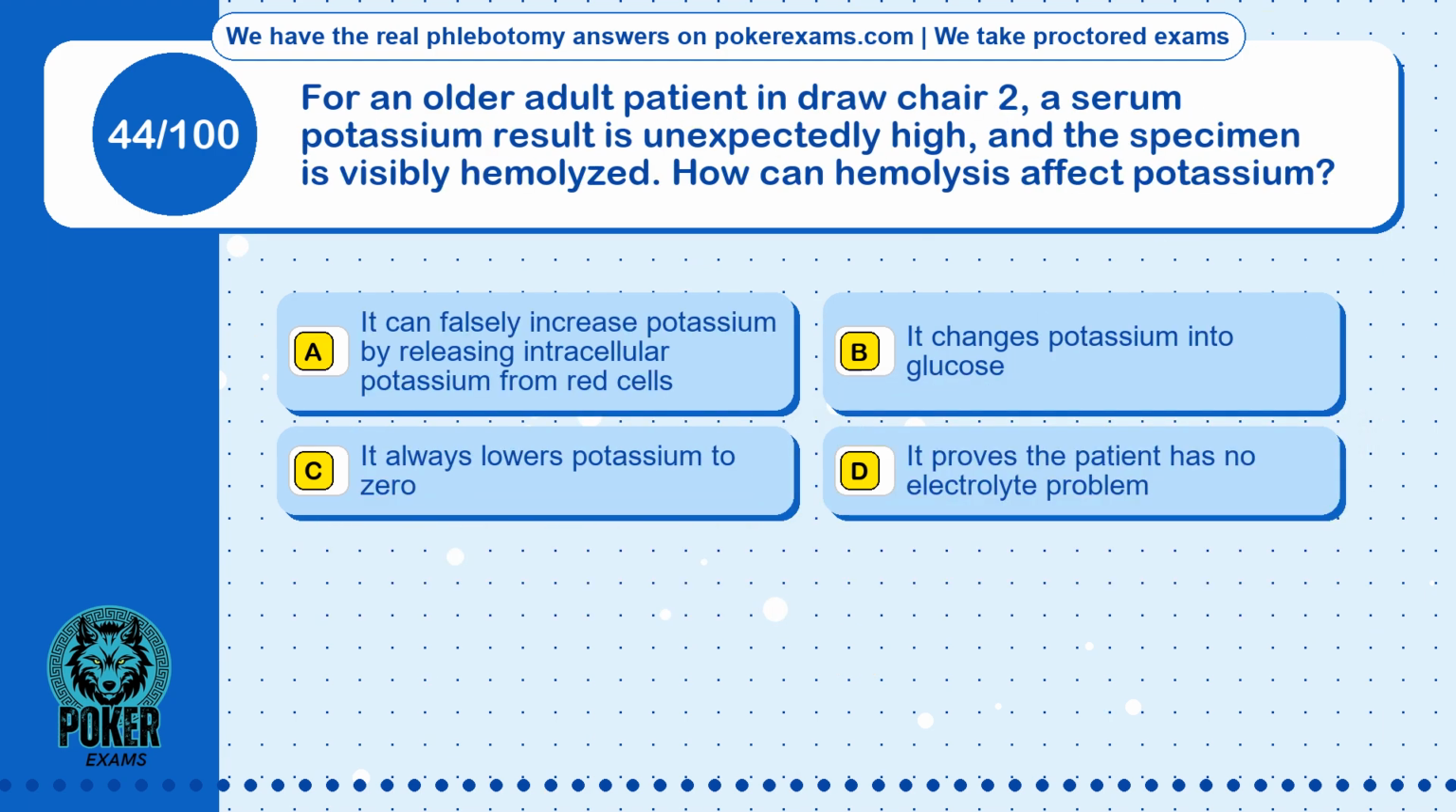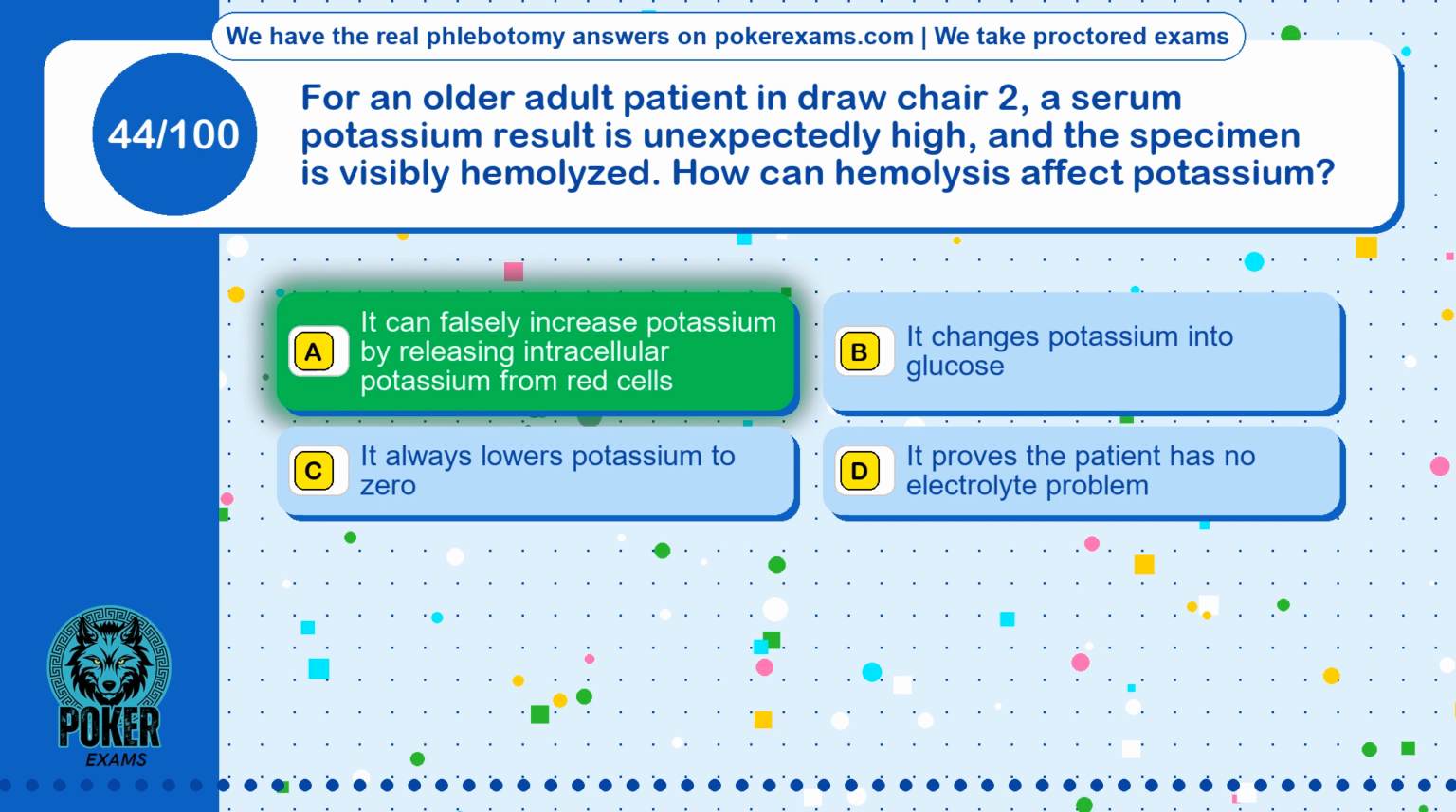Question 44. For an older adult patient in draw chair 2, a serum potassium result is unexpectedly high, and the specimen is visibly hemolyzed. How can hemolysis affect potassium? Option A. It can falsely increase potassium by releasing intracellular potassium from red cells. Option B. It changes potassium into glucose. Option C. It always lowers potassium to 0. Option D. It proves the patient has no electrolyte problem.